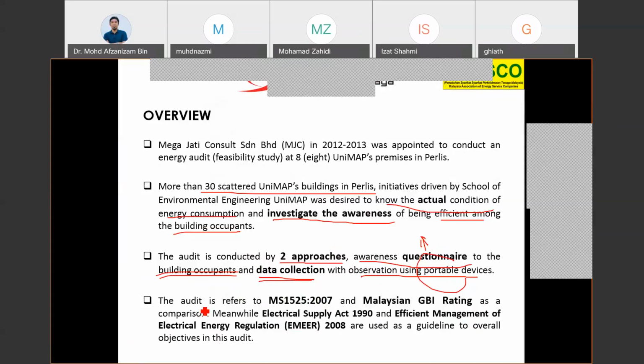And then for all the findings, they may refer to MS 1525 and the GBI rating as a comparison. GBI refers to the Green Building Index. Meanwhile, the Electricity Supply Act 1990 and the Efficient Management of Electrical Energy Regulations 2008 are used for the overall objective of this audit. So this is the overview of how they perform the audit, by mentioning the approach and the references they compare with, so that we can have a standardized instrument for all results from the various faculties, offices or buildings.